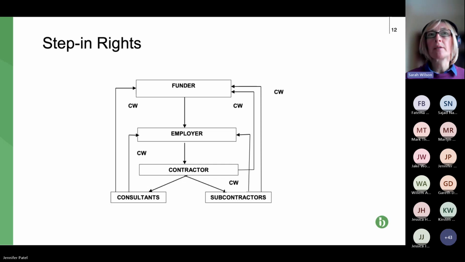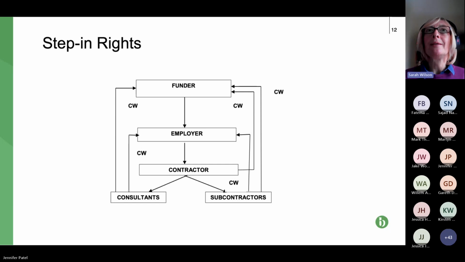This is where your step-in rights come in, because if collateral warranties have been provided, the employer has the right to require the consultants and the subcontractors to complete their works. And the employer either steps into the contractor's role or appoints a third party, a replacement contractor, to step in. You might think that sounds really bad from a subcontractor or consultant perspective, but it's actually not, because it means they're allowed to complete the project, which is obviously good for their business planning and cash flow.